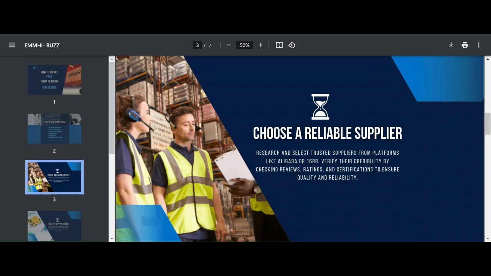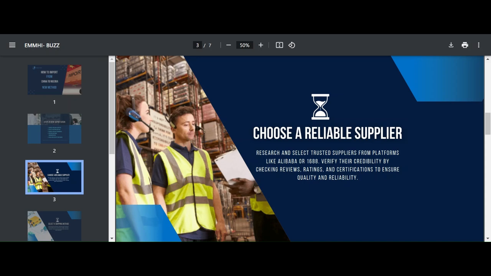So for the first one, like I said, choose a reliable supplier. First thing you have to do is make sure that you research and select trusted suppliers from platforms like Alibaba or similar ones. We have different platforms like that you can also make use of, like Konga, Jumia and so on. So there are some reliable suppliers that you too can reach out to. Make sure you always verify their credibility by checking reviews, ratings, and certification to ensure quality and reliability. These are things you need to take note of.